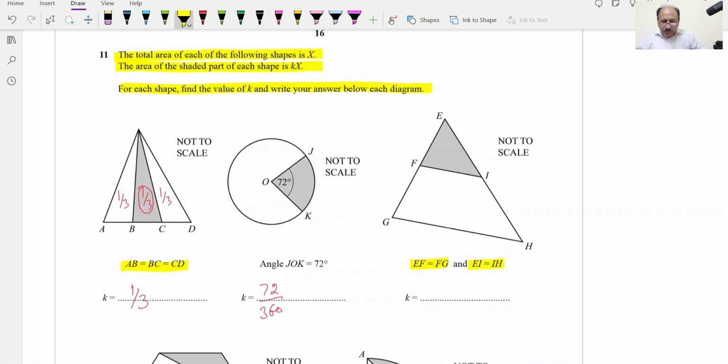Now if we keep in mind, diagrams are not to scale, all drawings are not to scale. Now in these type of things, EF is equal to FG. So these two sides are equal. This side is equal to this side, and EI is equal to this side is equal to this side. So it means we can split into these triangles like this one. If we split into triangles, this will be 4 triangles. So out of 4, 1 is shaded, so we can write 1 by 4.